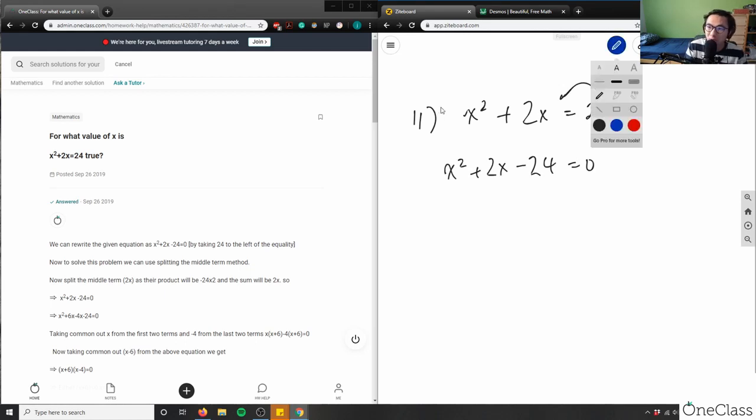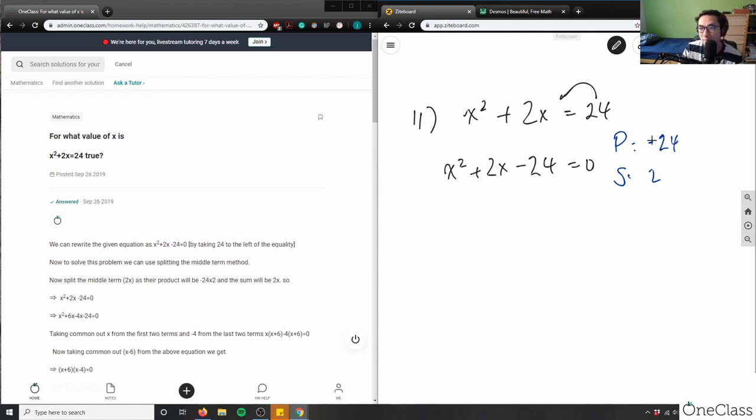I'm going to do something called factor by decomposition. I take the product of a and c, so 1 and negative 24, which is negative 24, and it has to sum to our b value, which is 2. So I'm thinking of two numbers that will multiply to negative 24 but add to 2. Give me a second to think about that.